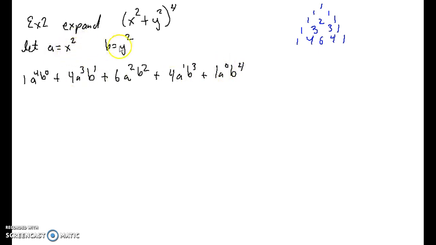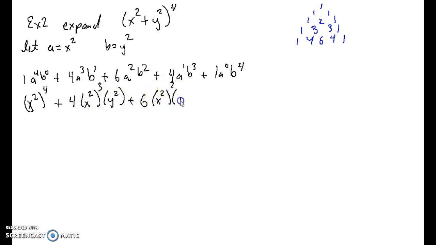Everywhere I see my a, replace it with this, and b, replace with that. 1's not going to change anything. x squared to the power of 4. And this will be x squared, oops, forgot the squared sign, so take that away, cubed, y squared, plus 6, x squared squared, y squared squared, plus 4, x squared, y squared cubed, and then plus y squared to the power of 4.